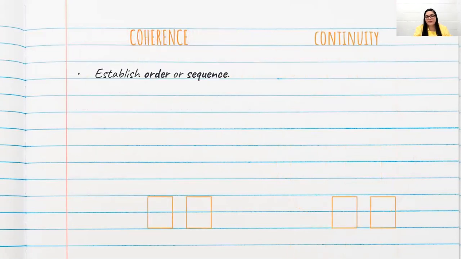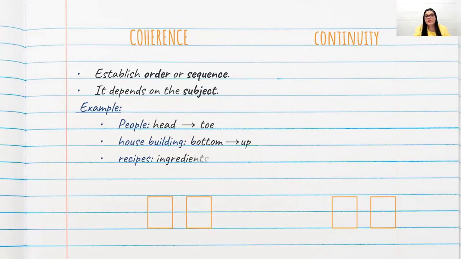Here you see that coherence establishes order and sequence in the paragraph. It depends on the subject. When you talk about coherence, as I was telling you, you can talk about people and describe them from head to toe, or from toe to head. It's up to you. If you talk about a house, a building, an apartment, a room you have strong feelings for, you will probably go from bottom up. If you talk about recipes, you will talk about the ingredients first, and then you will end with the oven procedure. Why? Because you're following a logical order.